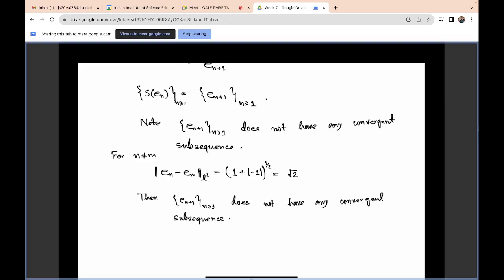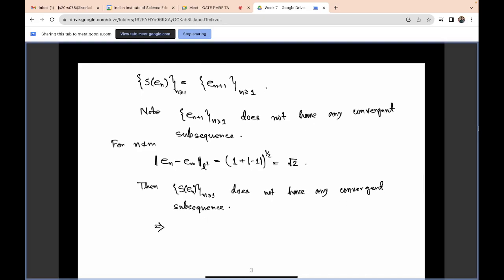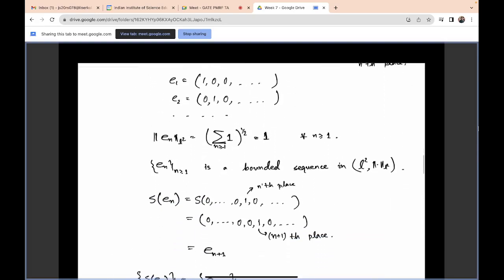Right, because if it has a convergent subsequence, that subsequence must be Cauchy. So for two different indices, that difference must go to 0. But as we have shown, for any different indices it is always root 2, so it can't go to 0. So therefore S of En does not have any convergent subsequence, which means S is not a compact operator. Okay, so for S it is done.